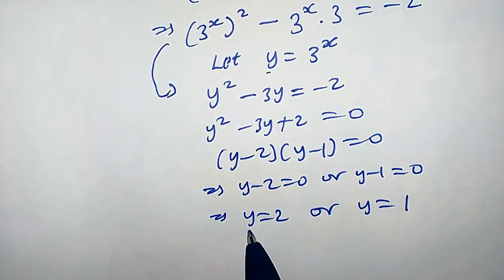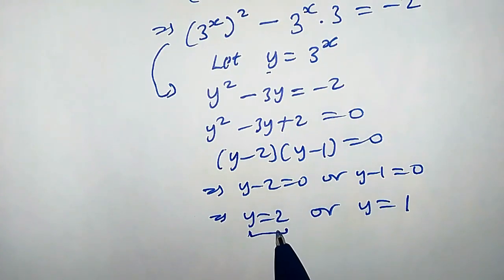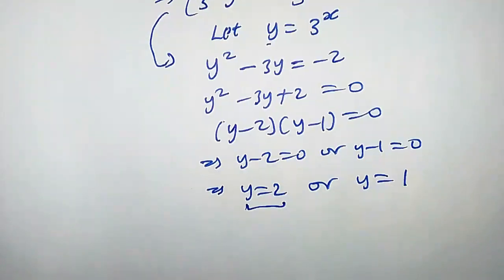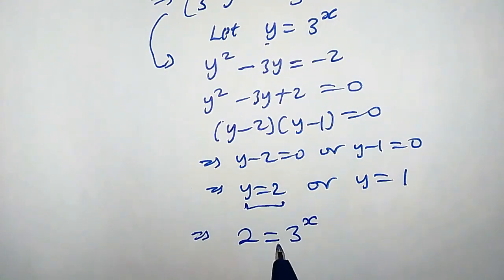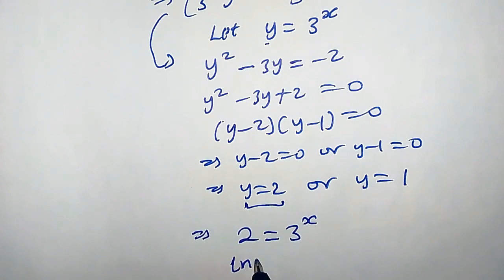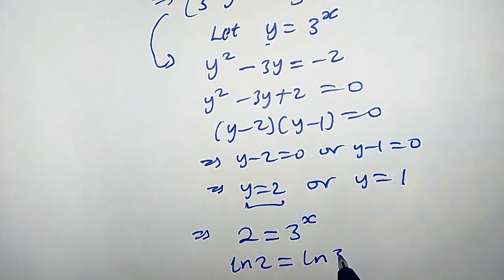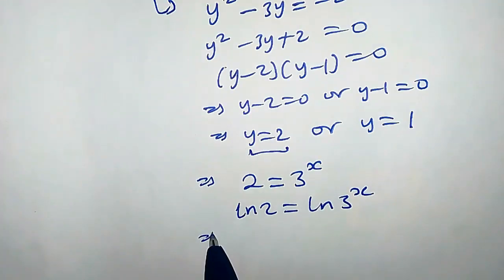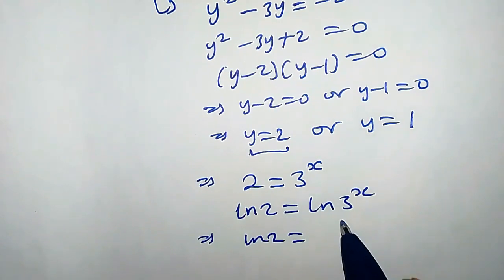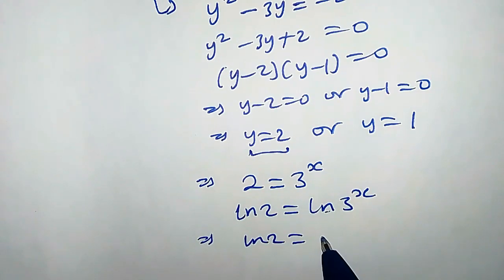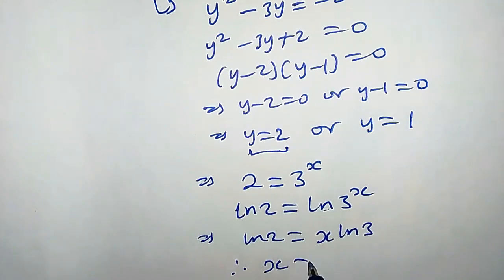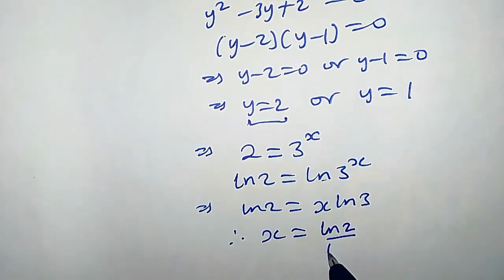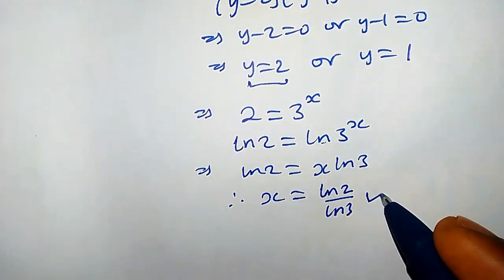Now, let's consider when y equals 2. When y equals 2, we are going to plug it here. This implies that 2 equals 3 raised to power x. Taking the natural logarithm of both sides, we're going to have ln 2 equals ln 3 raised to power x. This implies ln 2 equals, using laws of logarithm, x times ln 3. So therefore, x equals ln 2 over ln 3. This is the real solution.